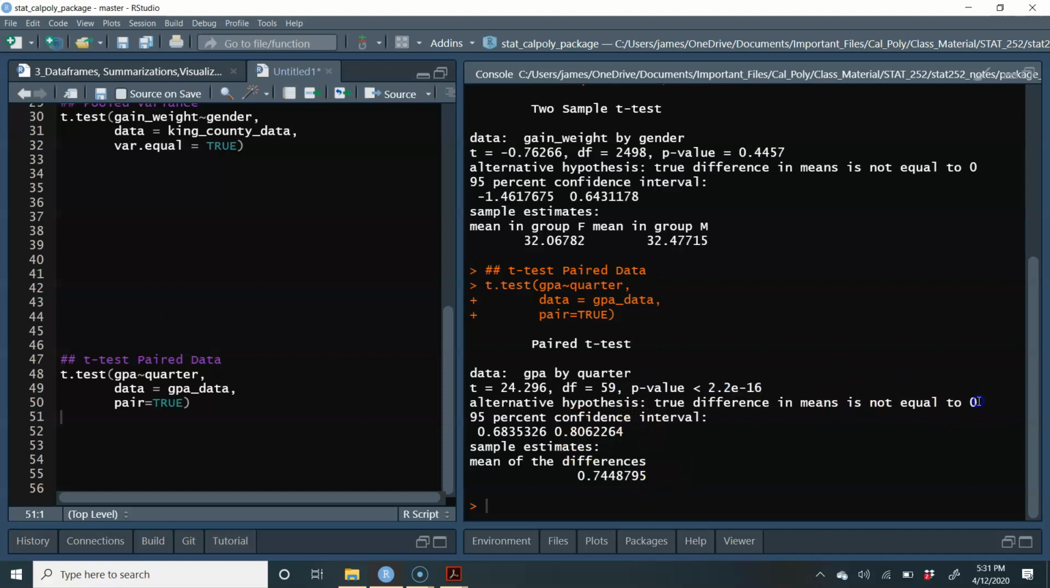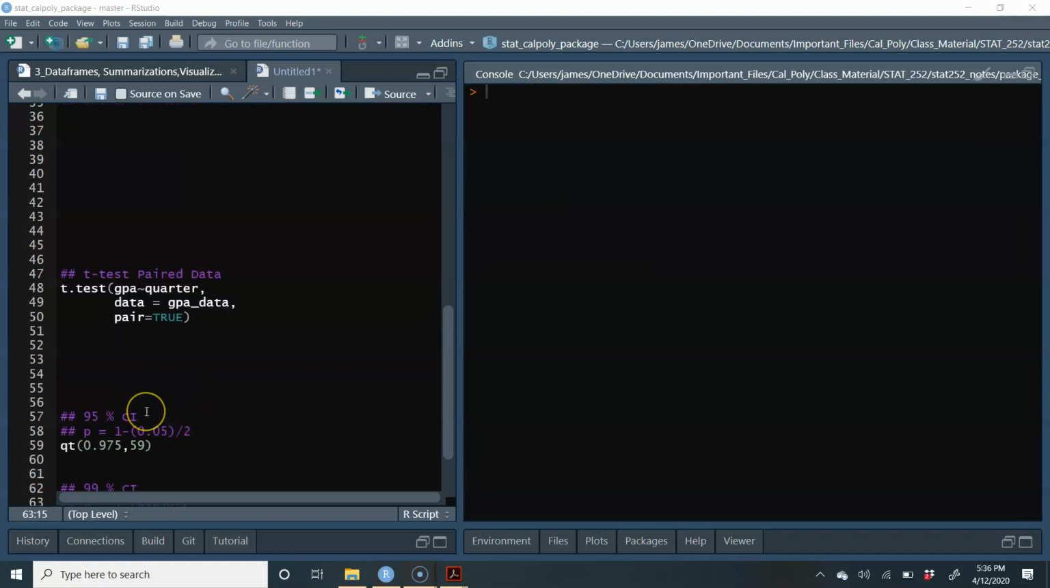As you can see, my alternative is that the true difference in means is not equal to 0. And here you see that 0 is not in between the lower bound and upper bound, and this is the mean of the differences. The reason this is positive rather than negative is that they did spring minus winter instead of winter minus spring, but it doesn't matter in terms of results. So that's how you would implement getting the calculations within R.